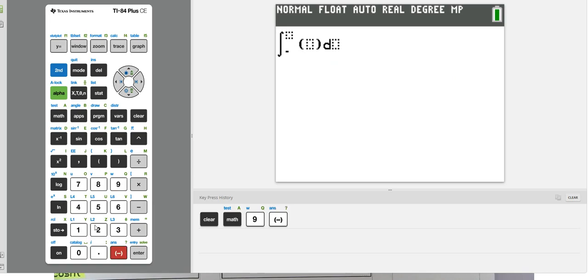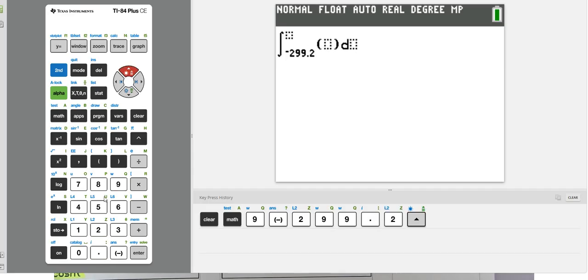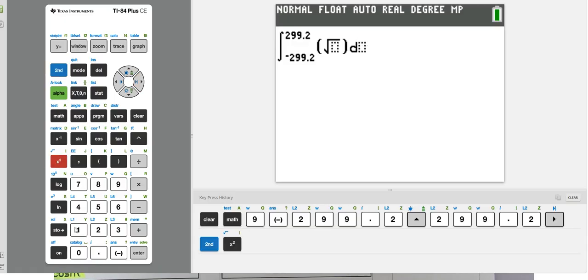So negative 299.2 up to 299.2. And now I need that square root term, so it's going to be square root of 1 plus. Now I really don't want to have to type in the derivative here and then square it. But I don't have to, because I've already got the derivative. Where is the derivative for us for this problem? It's in y2.